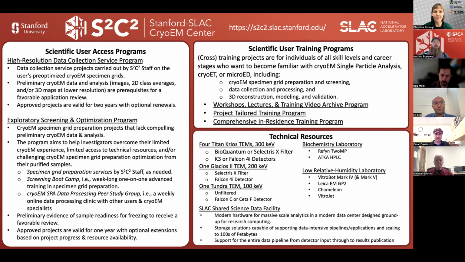We also have some exciting new program activity. We have a screening boot camp for advanced sample prep training, as well as a data processing study group, and a data clinic that meets weekly as well. And we offer training programs tailored to your project, as well as an in-residence training program. We have the full suite of microscopes: Krioses, a Glacios, and a Tundra coming online. And we have, of course, our data facility as well to help us do all those computations. Feel free to contact us through our website if you have any questions.